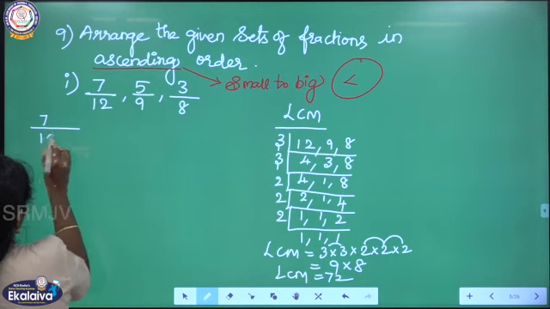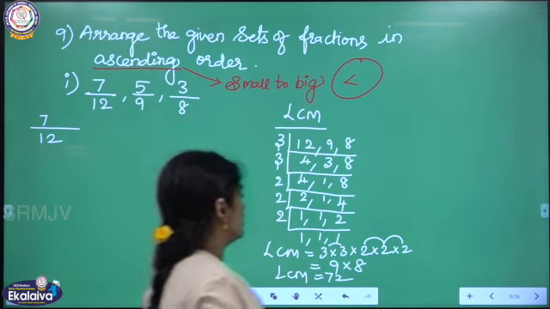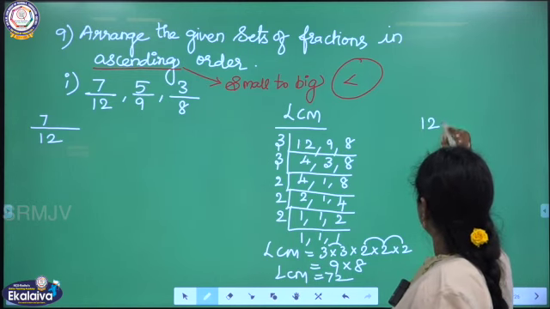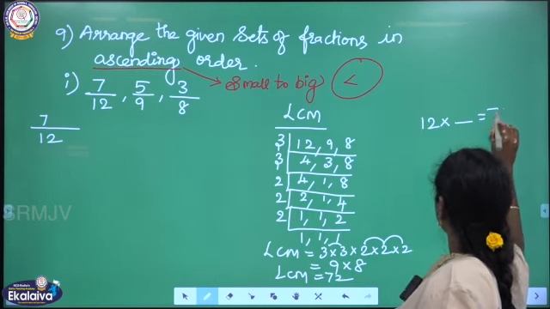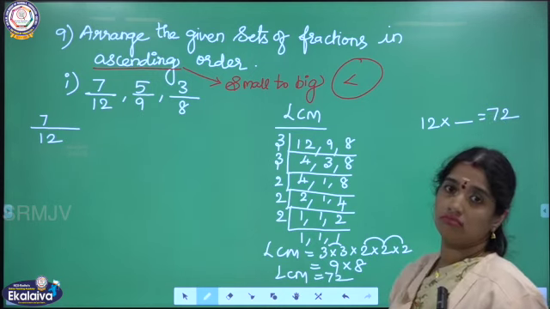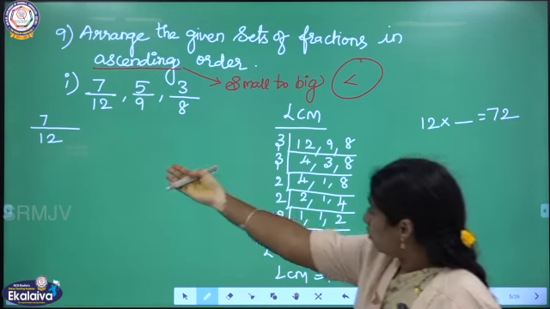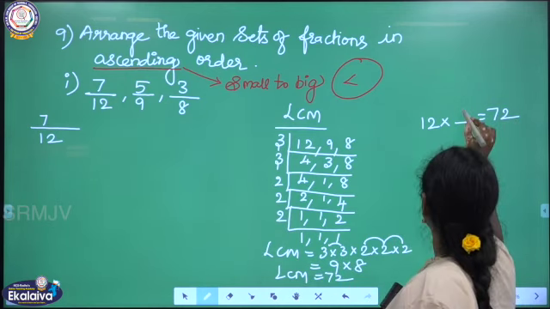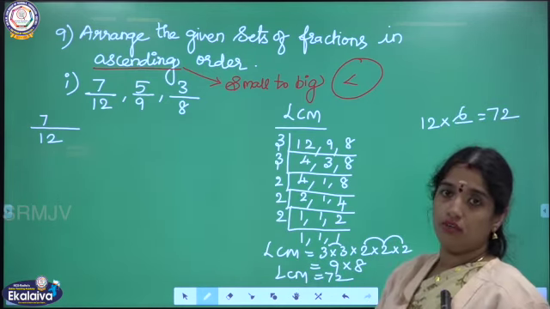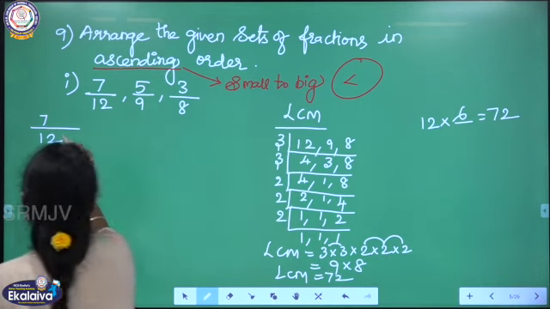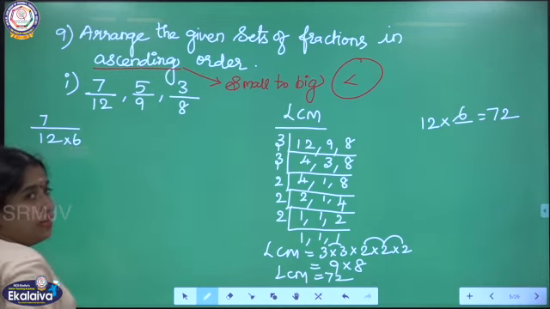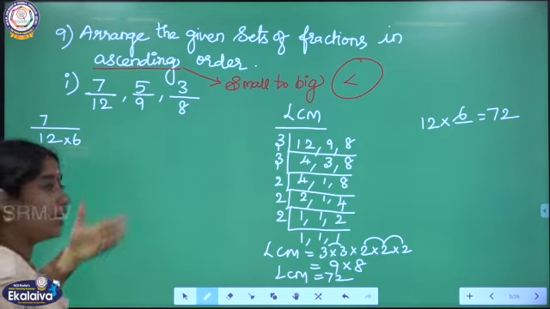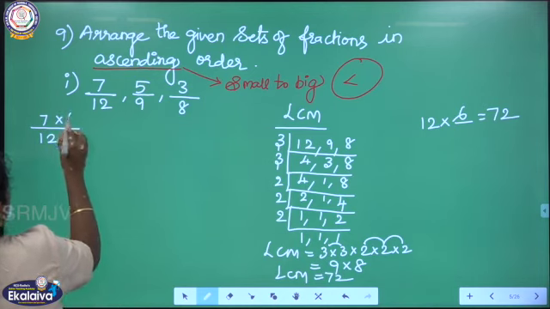7 by 12 is there. Got it? 7 by 12. So if 12 is there, how can I make it 72? 12 is there. What do I multiply to get 72? 12 6s are 72. So the denominator you have to multiply by 6. What you are doing in the denominator, the same thing you have to multiply in the numerator.